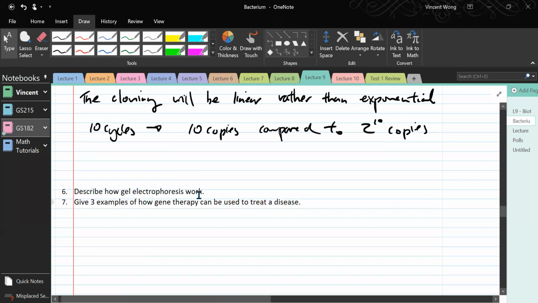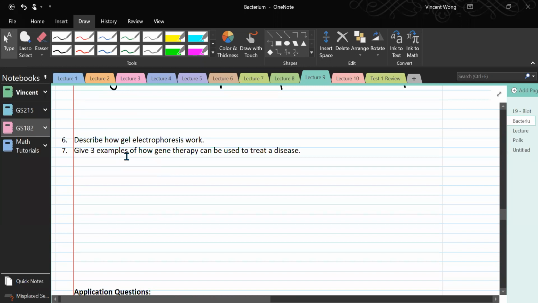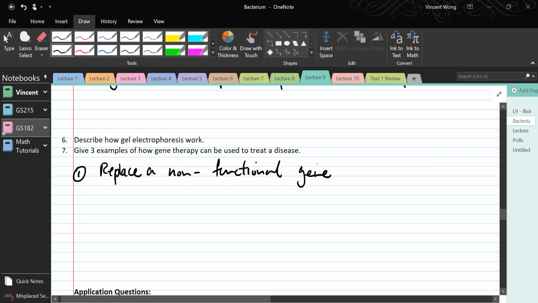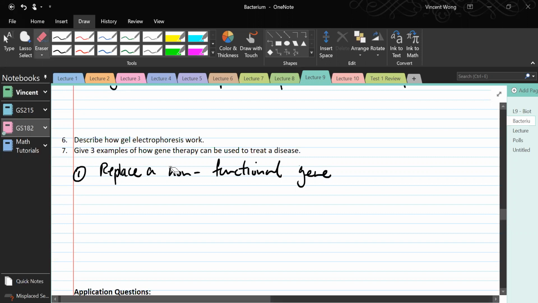Describe how electrophoresis worked. I already talked about it. I'm not going to go through it again. Give 3 examples of how gene therapy can be used to treat disease. Number 1, it can replace a non-functional gene. For example, sickle cell anemia is a prime target for using gene therapy. The sickle cell gene has one single nucleotide mutation. So if we're able to deliver a normal version of that gene, then you're going to be able to essentially cure sickle cell anemia, right?